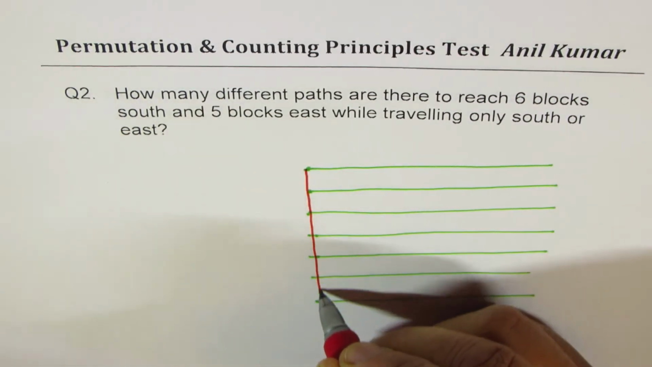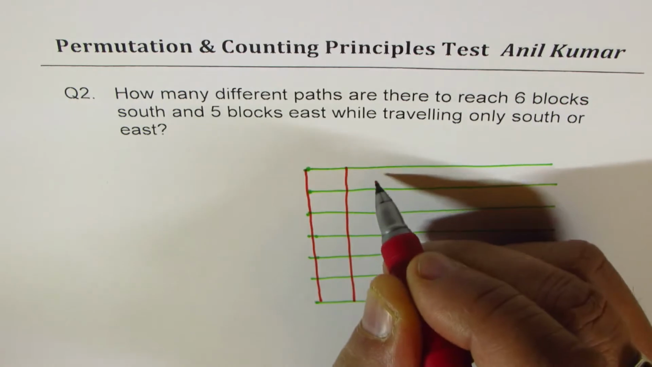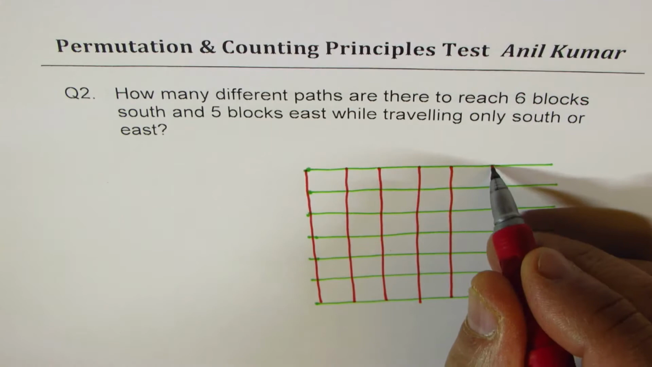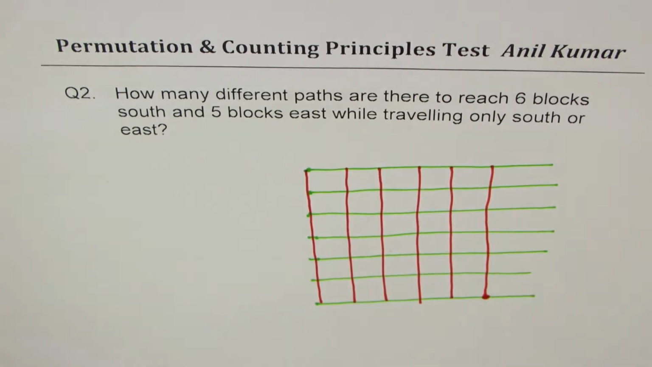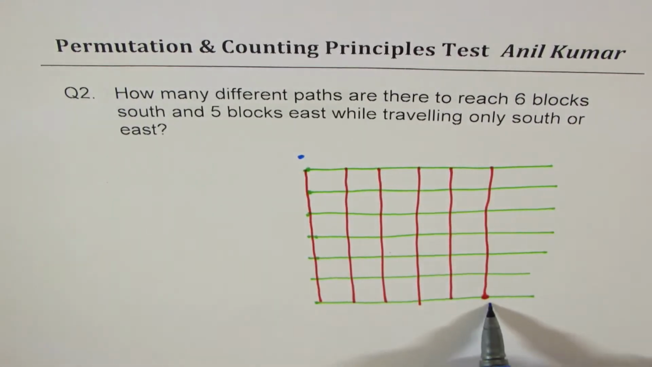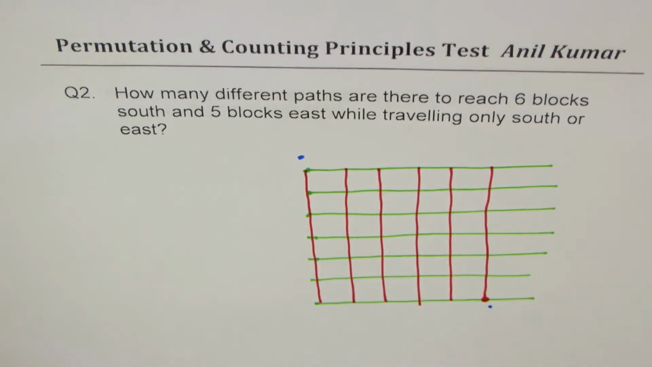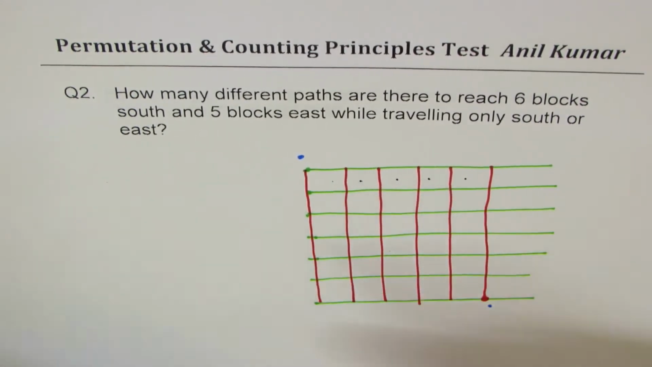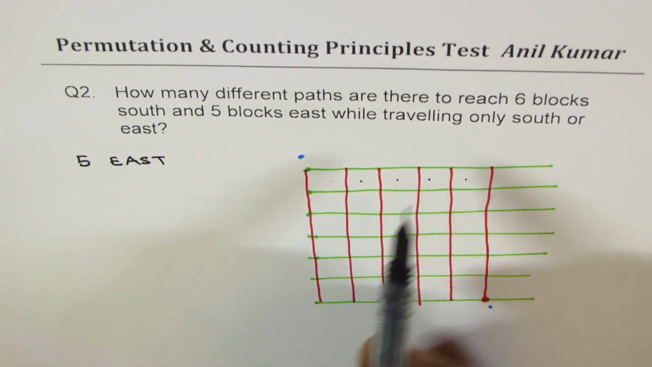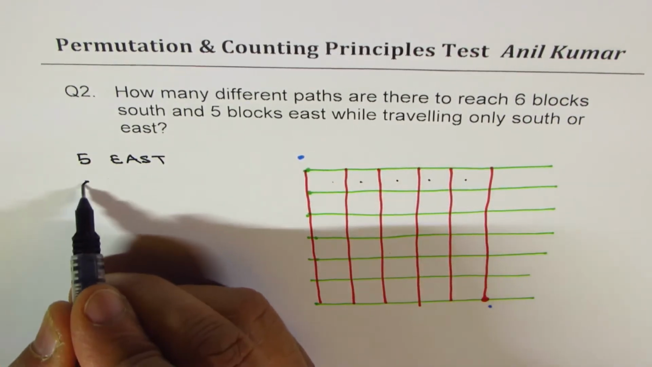And we are looking for 5 blocks east. So from here, if we start, 5 blocks east, we get 1, 2, 3, 4, and 5, right? So we have reached that place. How many different paths are there to go in this fashion? So how do you solve such a question? Now the idea is that we are starting from this position, landing here. So effectively, we are going 1, 2, 3, 4, 5. So we are going 5 east. And we are going, as we said, 6 blocks south.